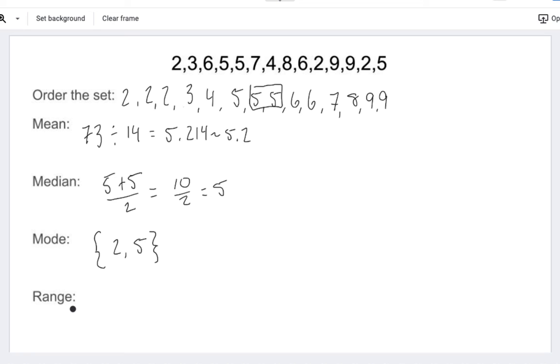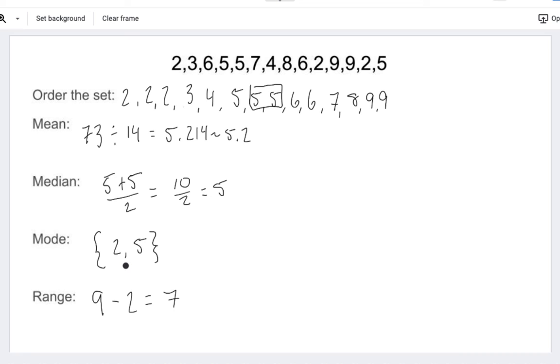So the range is just the spread of the data set. So how far is it from the smallest number to the largest number? So we're going to subtract our largest minus our smallest. And 9 minus 2 is 7. So the range of the data is 7.